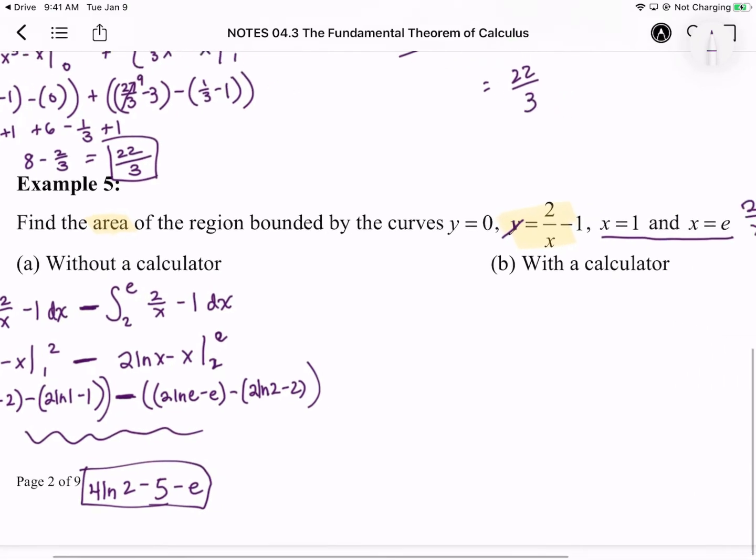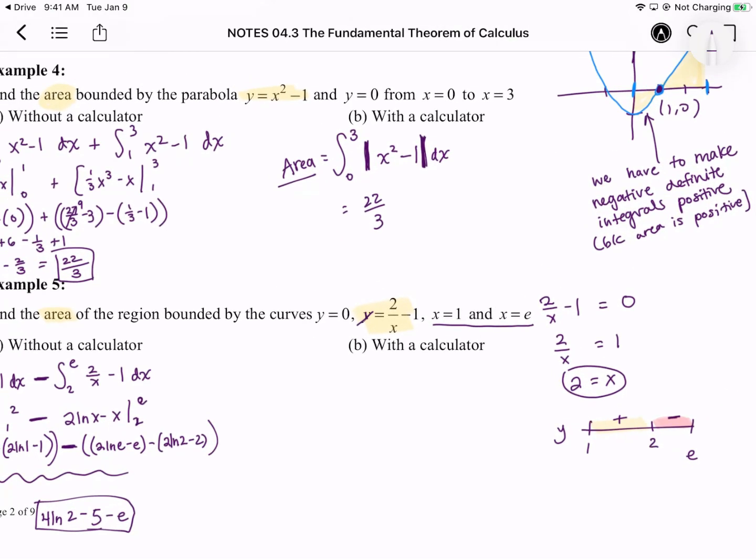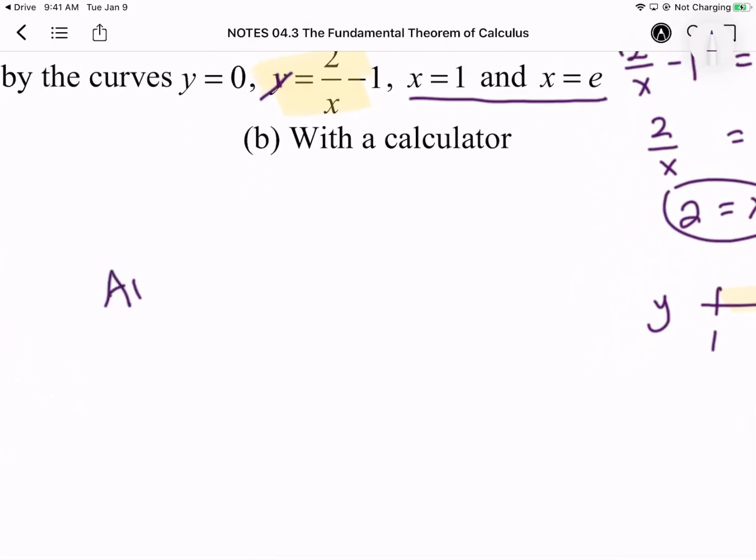Okay. On a calculator, it's very similar to up here. Go ahead and pause me and put forth a guess of what you think I'd type into the calculator. Beat me to it. Pause me and put a guess. So hopefully your guess looks like this. The area would be the integral from 1 to e. I'm not going to worry about the different bounds because I'll just take the absolute value of 2 over x minus 1 dx.